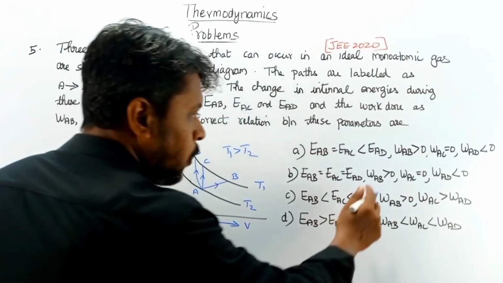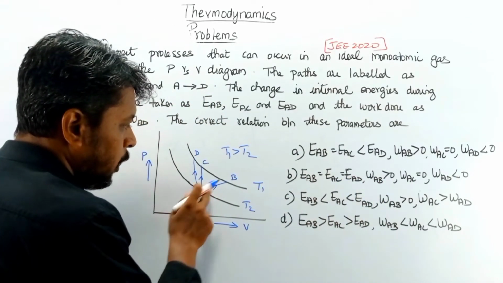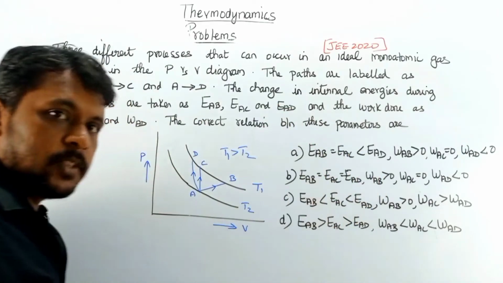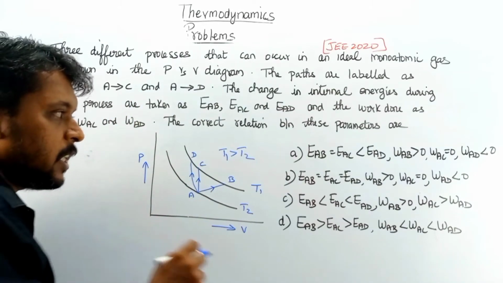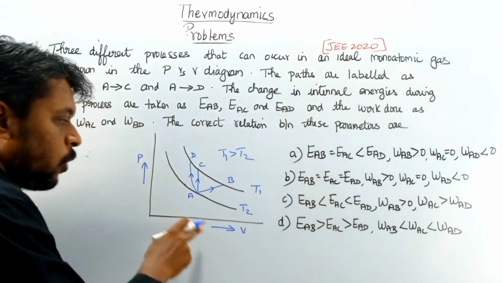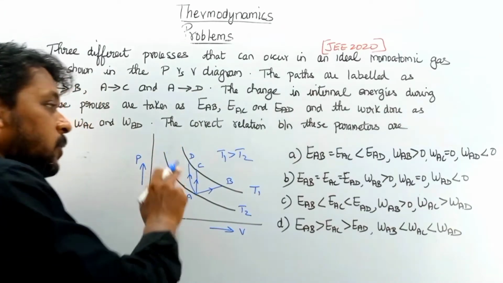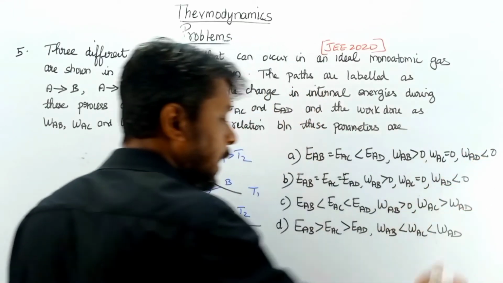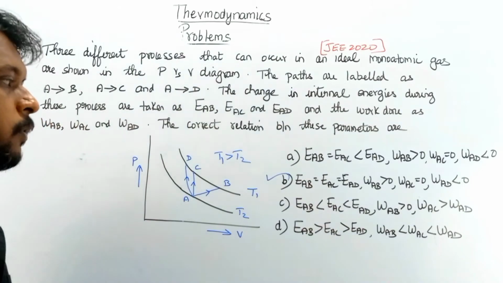In WAB, the volume is increased from one value to another, so the work done will be greater than 0. In AC the volume remains constant, so the work done will be equal to 0. In AD the volume is reduced, so the work done will be less than 0. So from this, option B will be the right answer among the four.